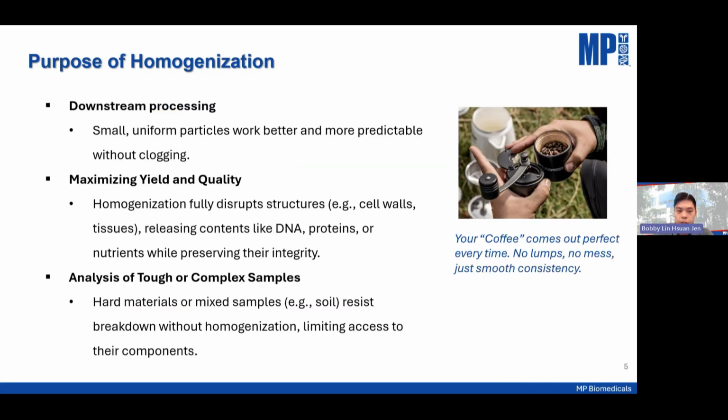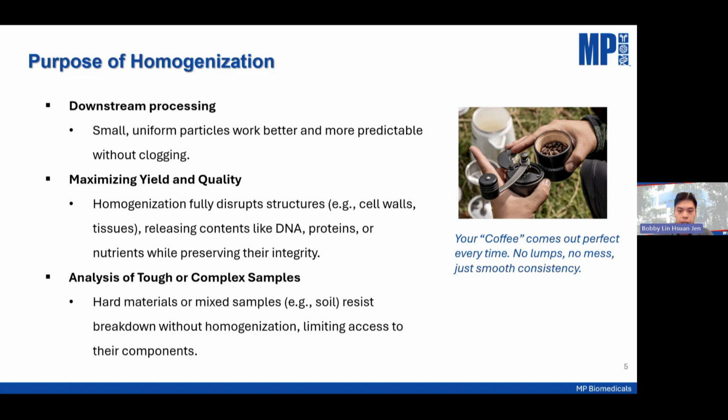So the purpose of homogenization boils down to three concepts again. I've given an analogy on the right, such as using a coffee grinder as a concept. For those coffee lovers out there, your coffee comes out perfect every time, where there's no lumps, there's no mess, and there's only smooth consistency. It's similar to homogenization, where we really care about the downstream processing to break it down into small and uniform particles. And also for molecular biology researchers, we really want to maximize the yield and quality.